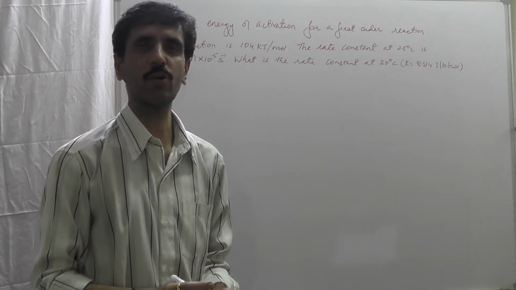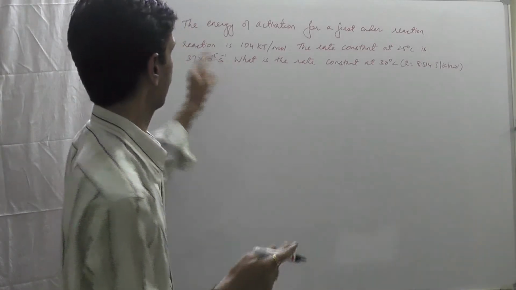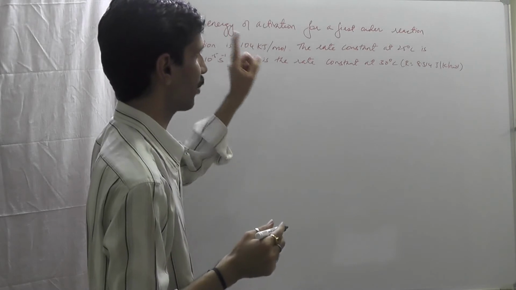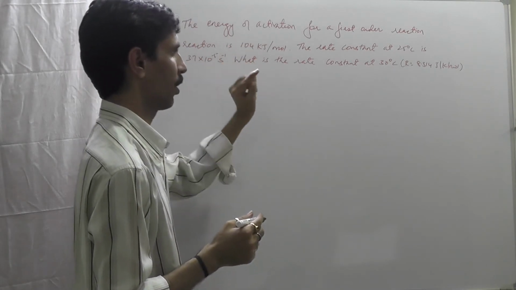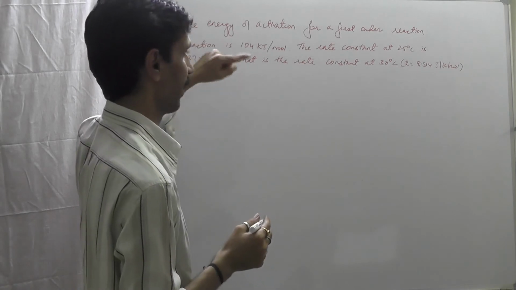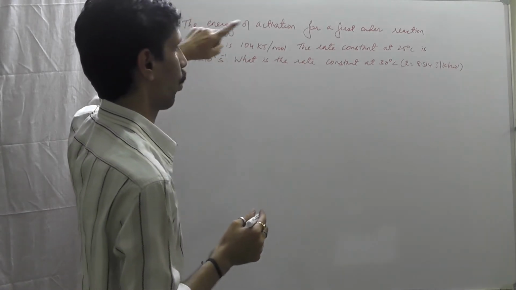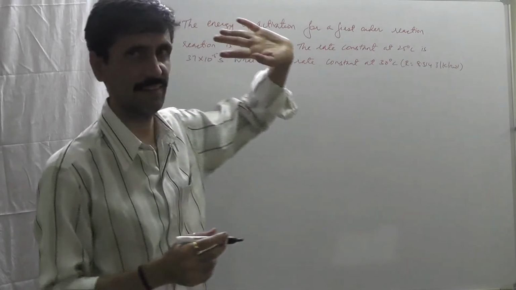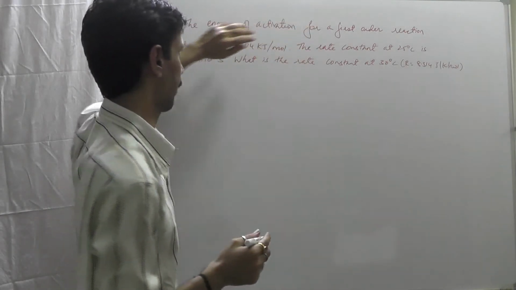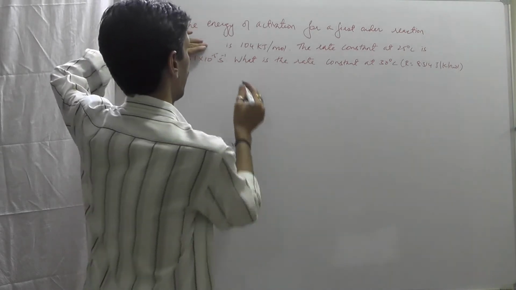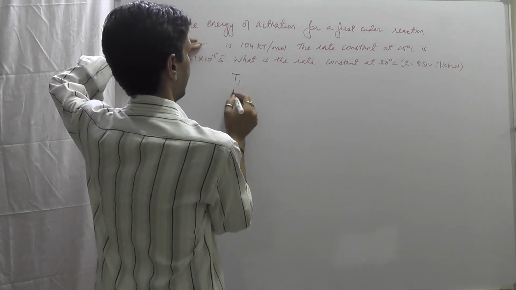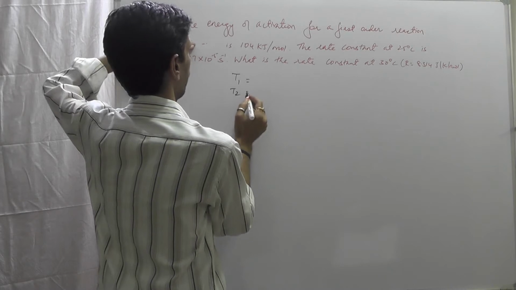Okay, my dear friends, we now go into problem number 3, and that is the energy of activation for a first order reaction. Okay, and that is 104 kilojoules per mole. The rate constant at 25 degrees Celsius is this much. What is the rate constant at 30 degrees Celsius? And the R value is given as 8.314. Alright, so now we start off with the important ones, T1 and T2. These are the ones which are being given.